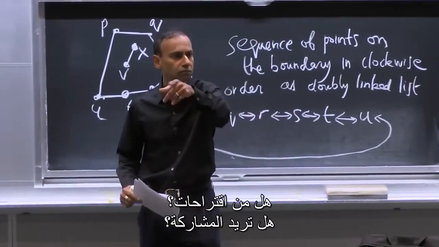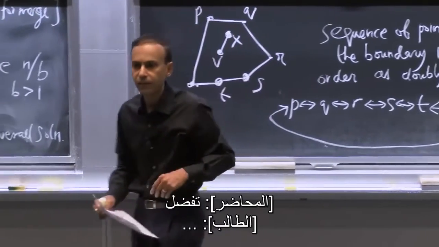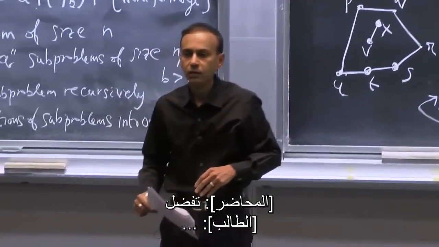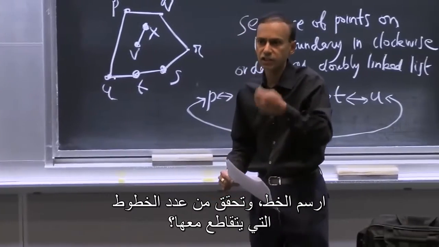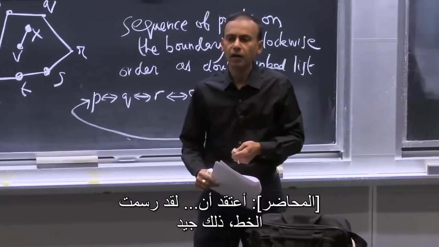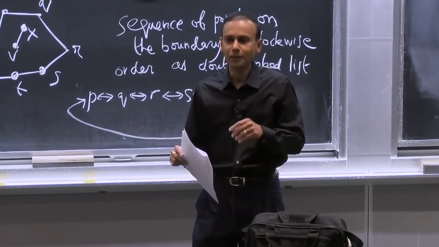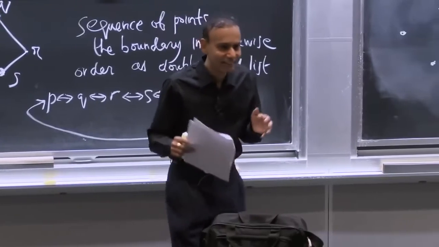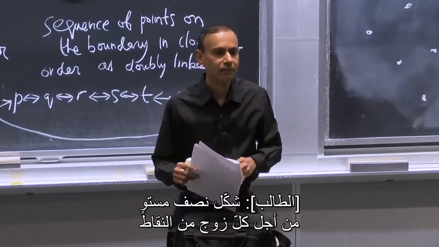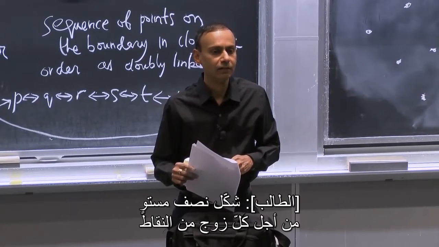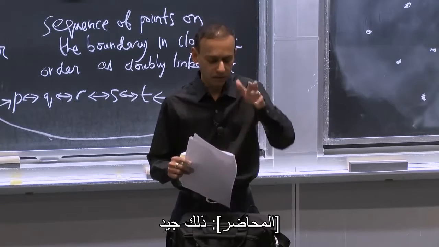Anybody? Did you have your hand up? No? Go ahead. Draw the line and check how many lines it intersects with. I think you draw the line. That's good, right? Well, but you want to do a little bit more. Go ahead. For every pair of points, you make a half plane and see whether it contains all of the other points, and keep doing that until you get all of them. So that's good. That's good.